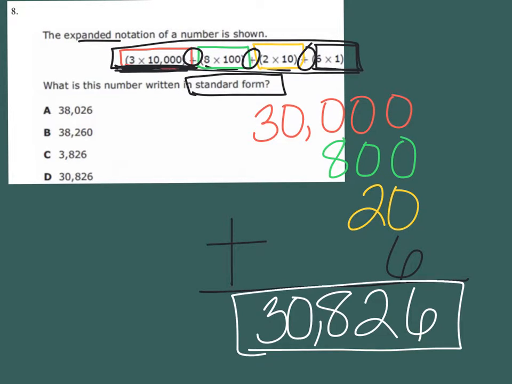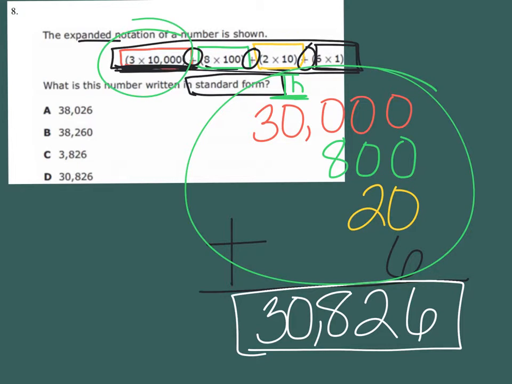How do we say that number, everyone? Good. 30,826. Perfect. Now, what do you notice about our problem? What place value was missing? Absolutely. The thousands place was empty. There was nothing over here that multiplied anything by 1,000.